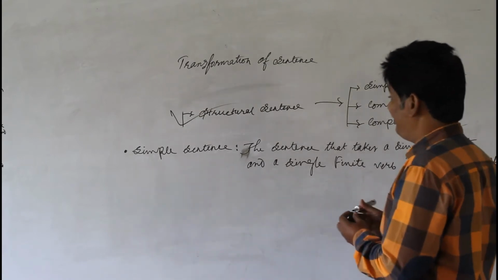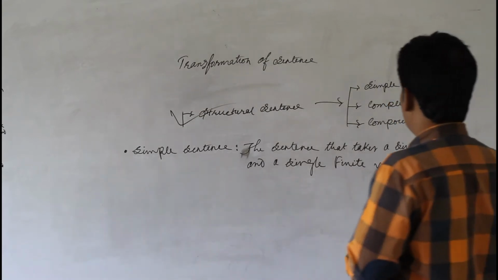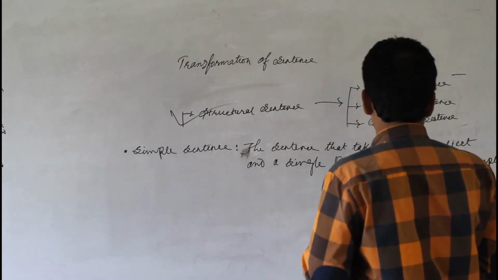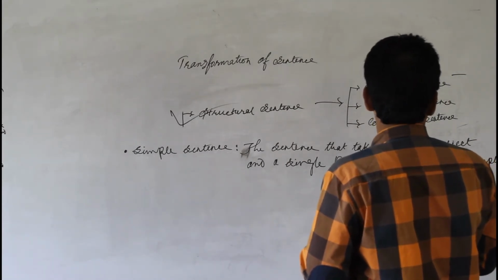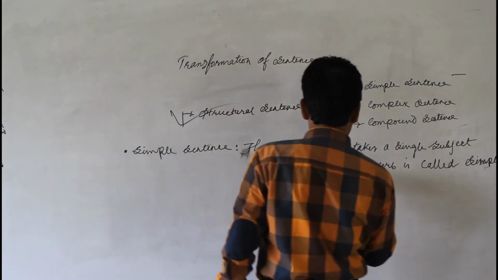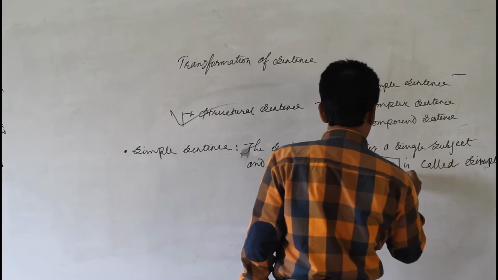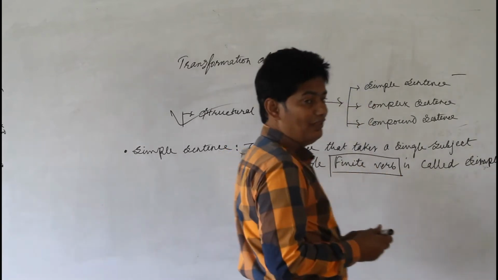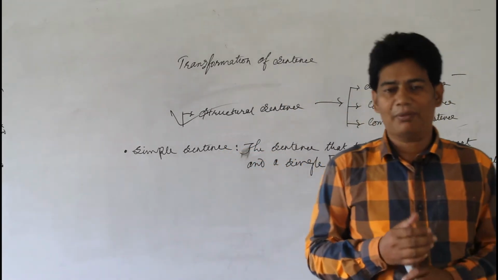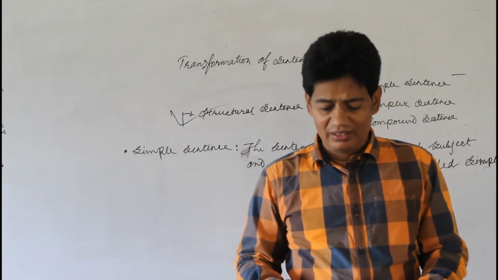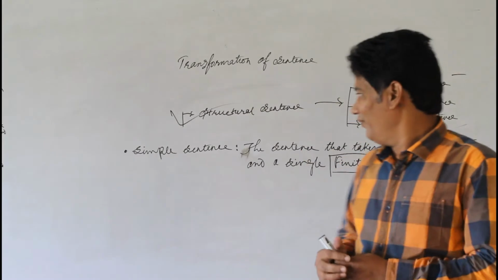What did you write here? The sentence that takes a single subject and a single finite verb is called a simple sentence. Here, the word finite verb is very important. If a sentence takes some other verb, certainly that verb must not be finite in form. Then it can be a simple one.